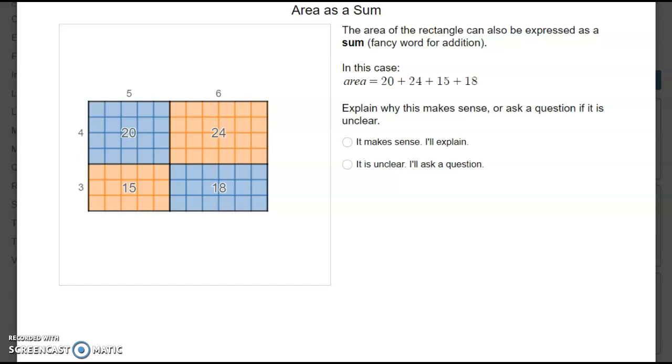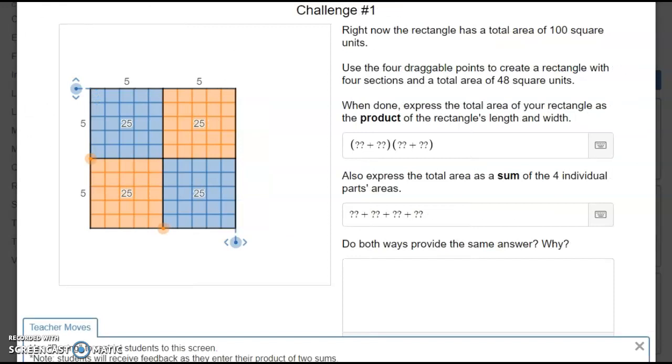Okay, so then let's keep moving. Alright, right now the rectangle has a total area of 100 square units. Okay, use the 4 draggable points to create a rectangle with 4 sections and a total area of 48 square units. Okay, so then what do we need to do? When done, express the total area of the rectangle as the product. Okay, so we need to decide 48.